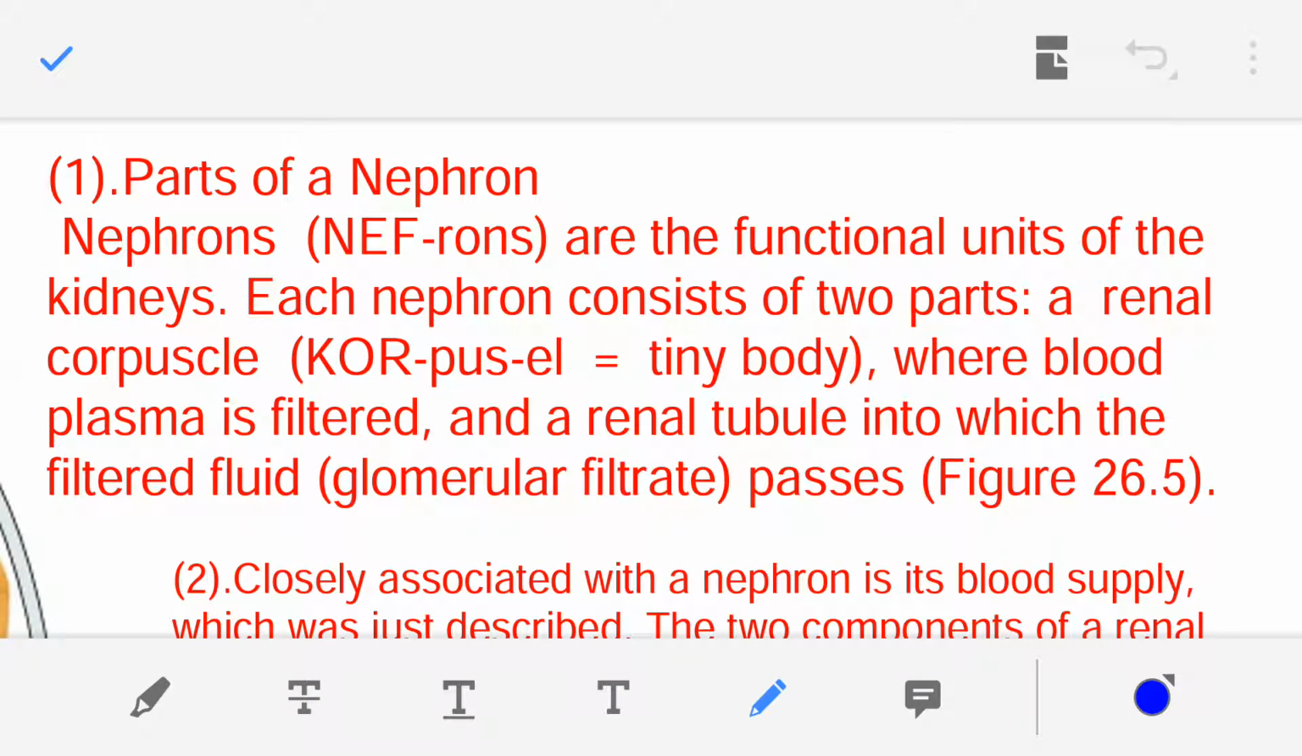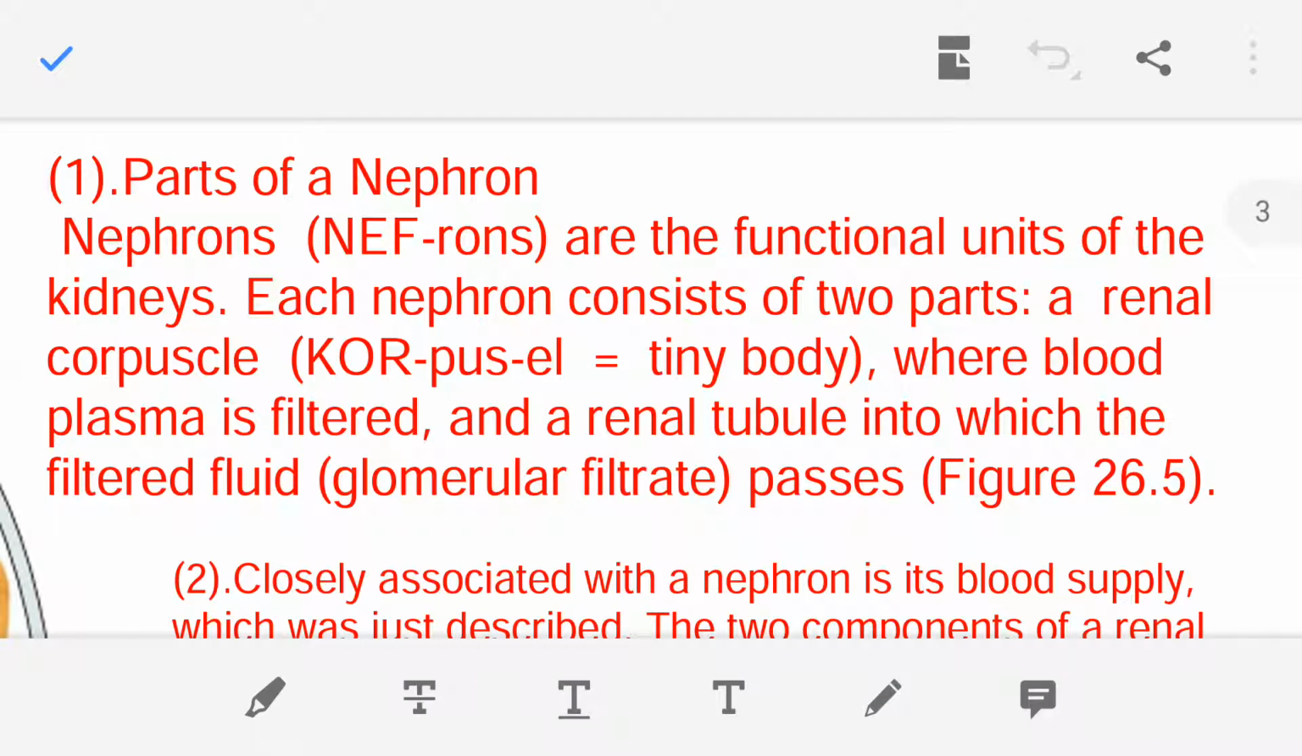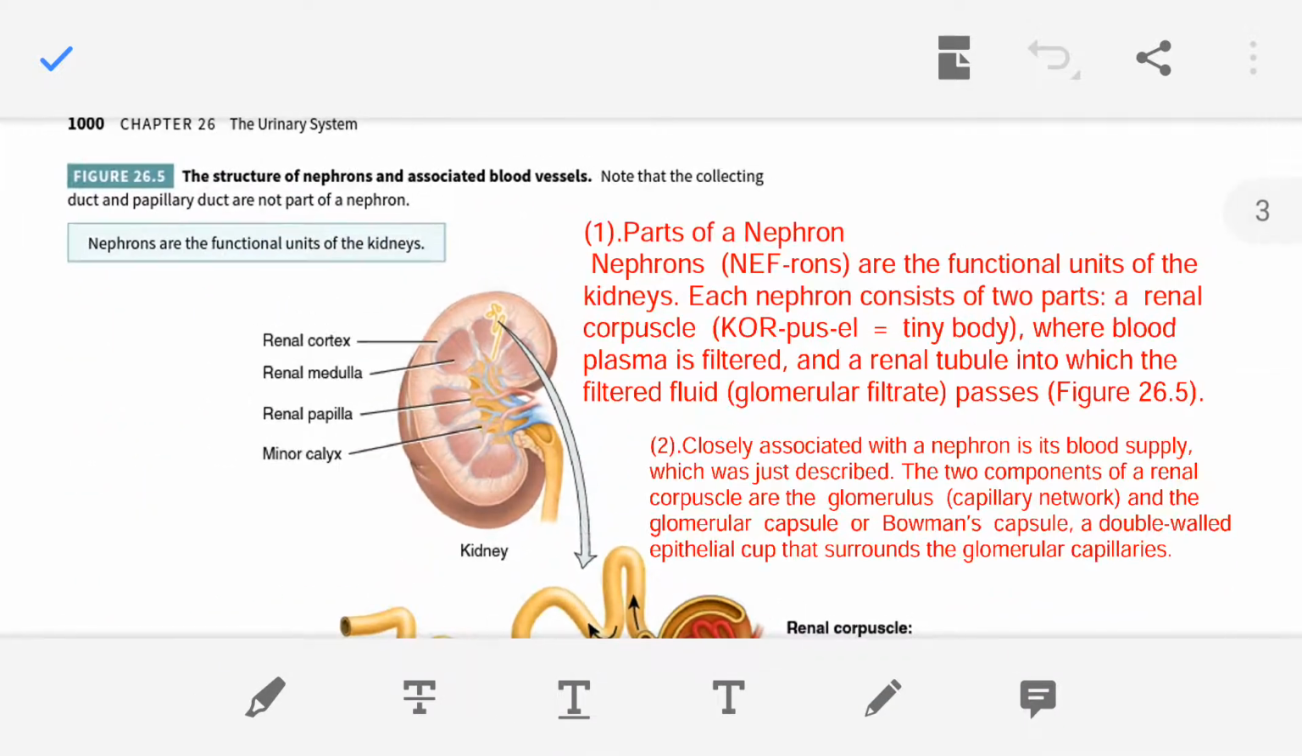Nephrons are the functional units of kidneys. Nephrons are considered as the functional units of the kidney. The reason why they are considered the functional unit is that they are producing the urine. So they are the urine forming units inside the kidney. That's why they are known as the functional unit.